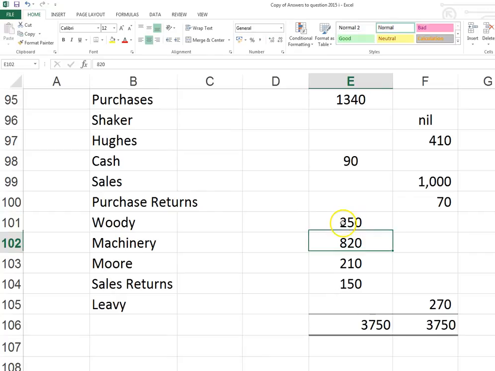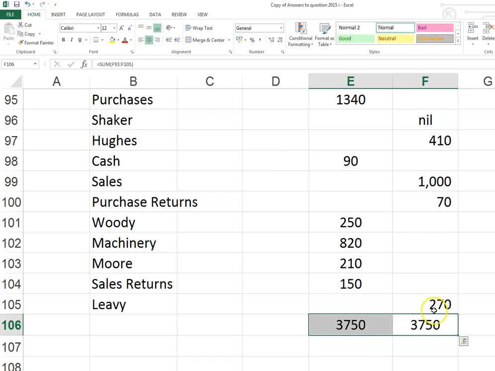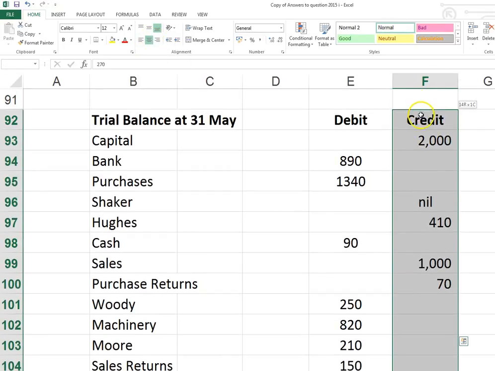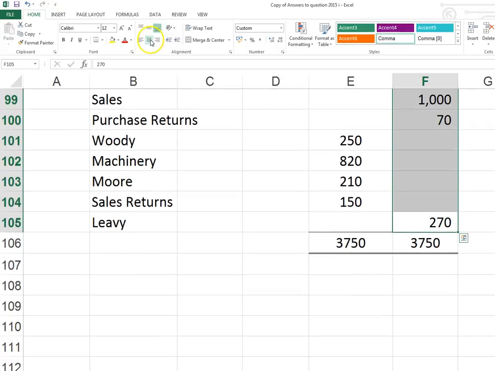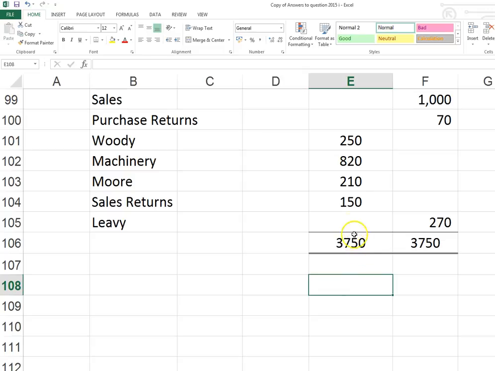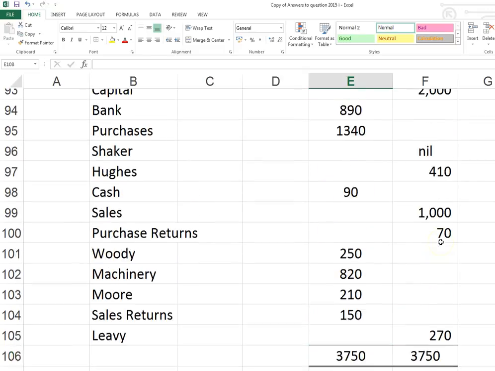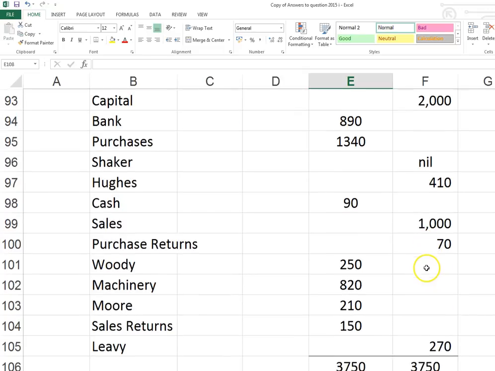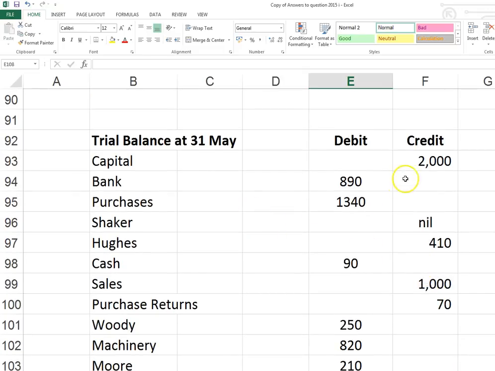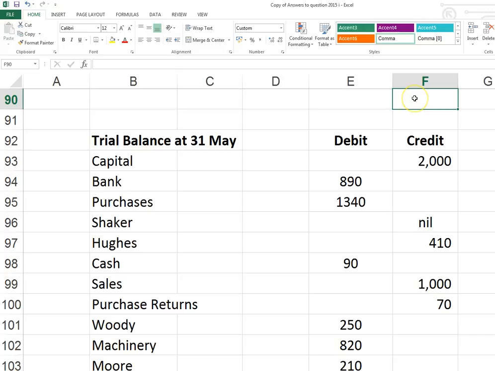And now our trial balance is balanced. The debit side adds up to 3750, the credit side adds up to 3750, and when you do that, you know it's balanced. And if we look quickly down along the credit side of a trial balance, so the question is finished now.